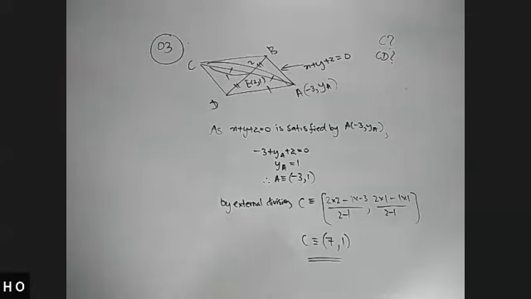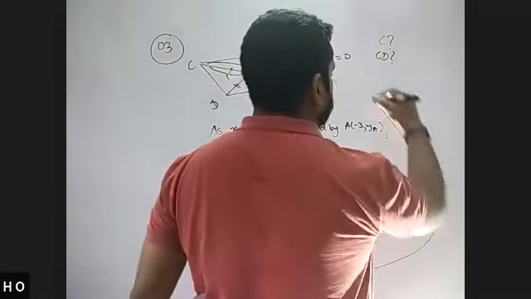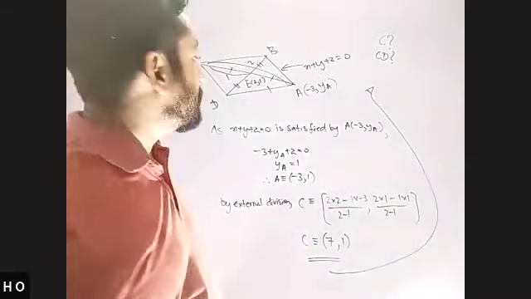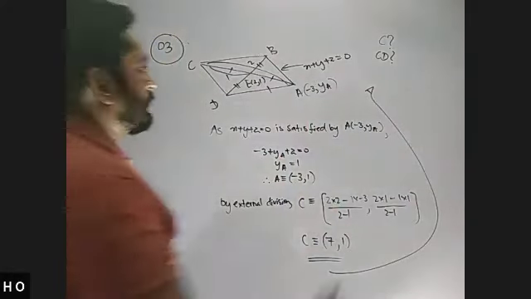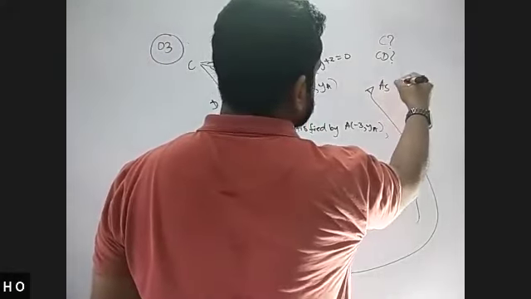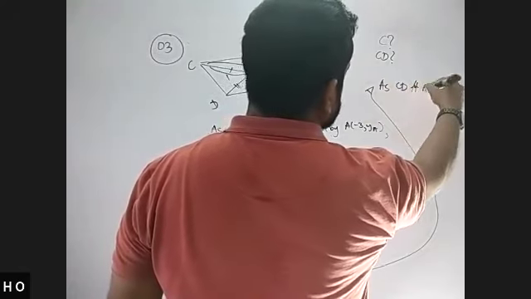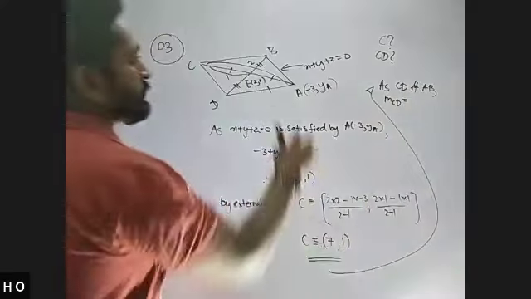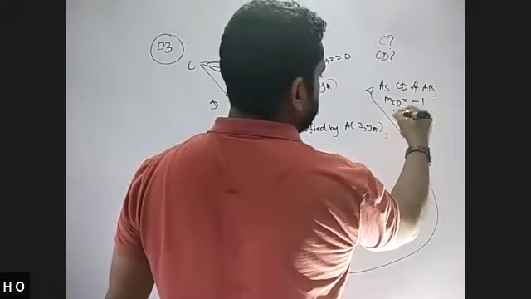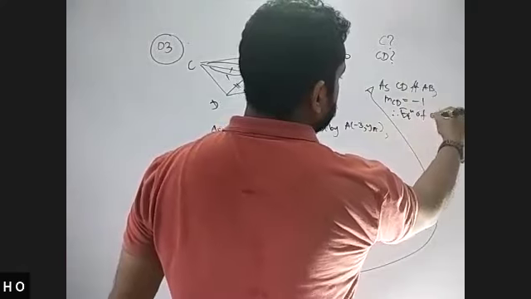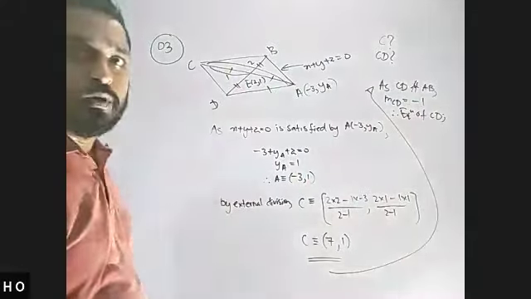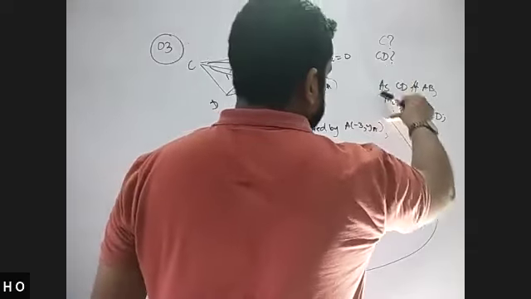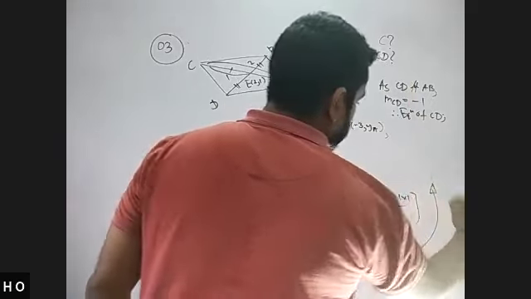Then equation of CD, you can easily have that afterwards. Because as CD is parallel to AB, gradient of CD, you can calculate them. So as CD is parallel to AB, gradient of CD is minus 1. Therefore, equation of CD. Now you have to find the equation of CD. How to find the equation of CD?